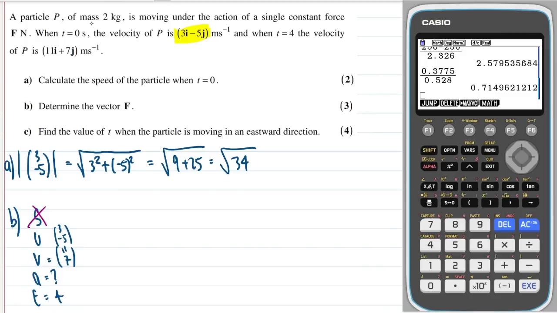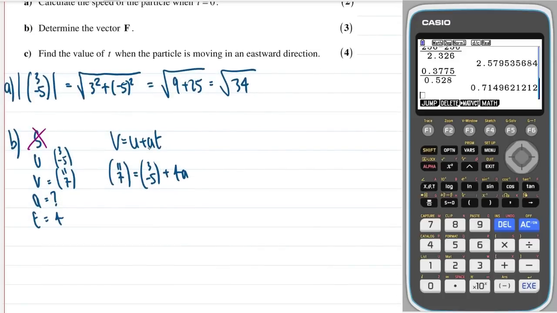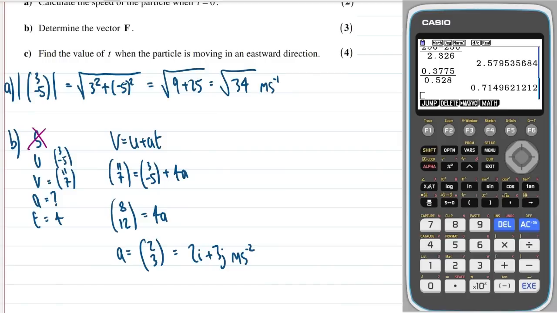So displacement we can ignore, which means we're looking at v is equal to u plus at. So we have 11i plus 7j is equal to 3i minus 5j plus a multiplied by 4, so plus 4a. So solving, this is going to give me 8i on this side and 12j there is equal to 4a. So dividing through by 4, we will get 2i plus 3j. So that will be 2i plus 3j meters per second to the minus 2. And that reminds me, meters per second to the minus 1 up there.